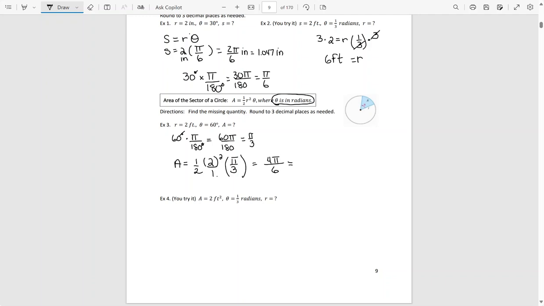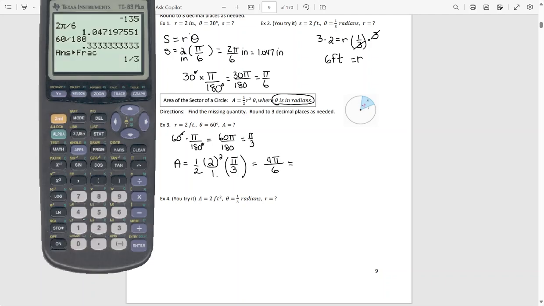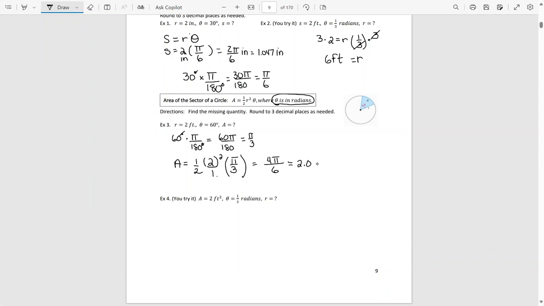So again, with the calculator, 4 pi divide by 6. So 2.09, how many places? 3 places, so 2.094. All right, and this was in feet, but remember we squared the 2, and square the feet means this is going to be feet squared as a unit label.